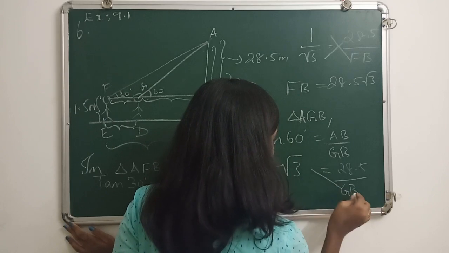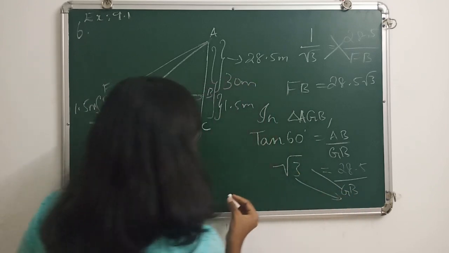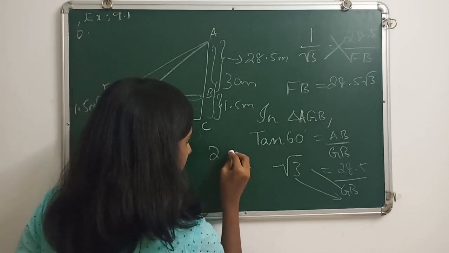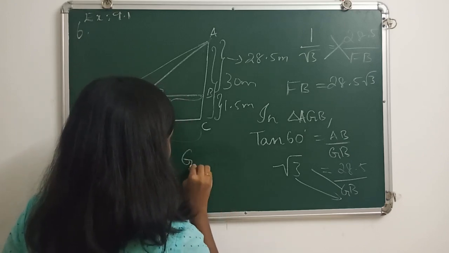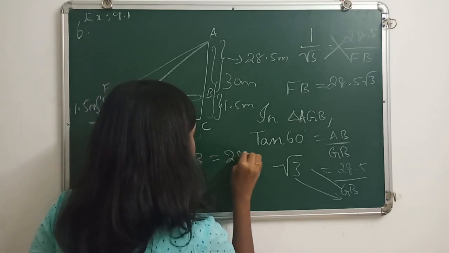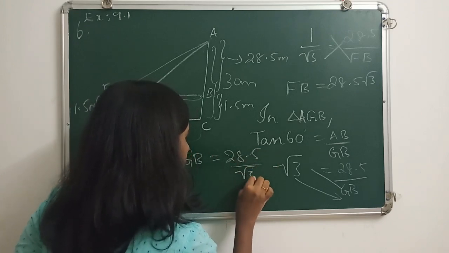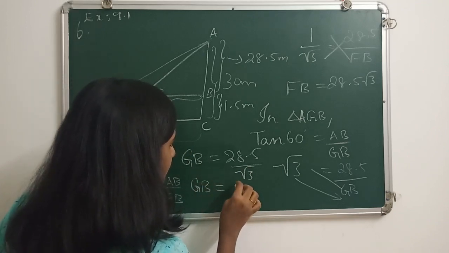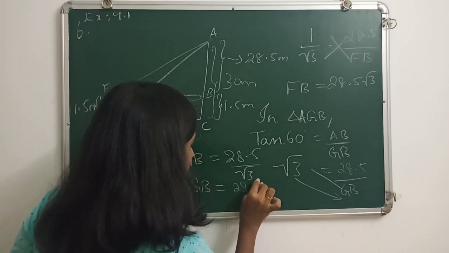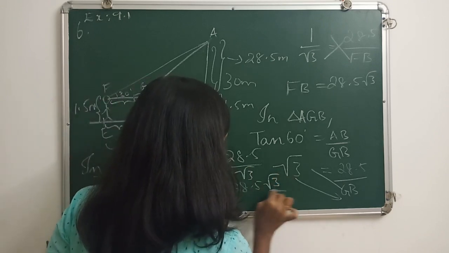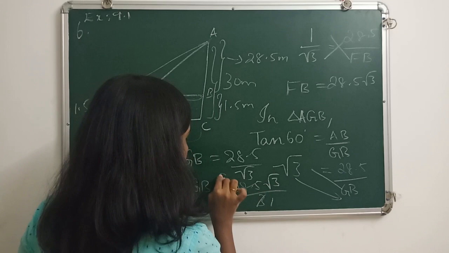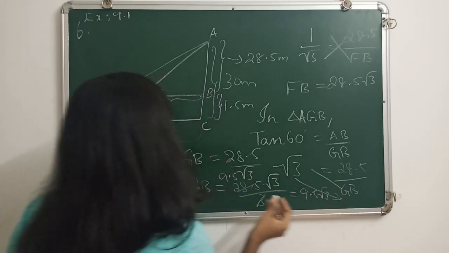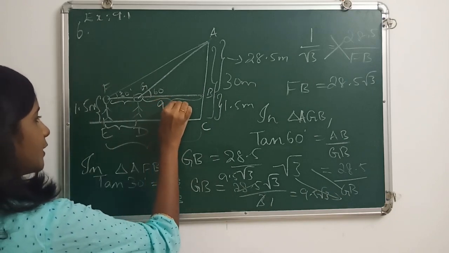Now if we bring this here and bring this here, we will get GB to be equal to 28.5 divided by root 3. Now if we rationalize, we get GB to be equal to 28.5 root 3 divided by 3, and if we cancel we will get 9.5 root 3. Now we have this point to be 9.5 root 3.